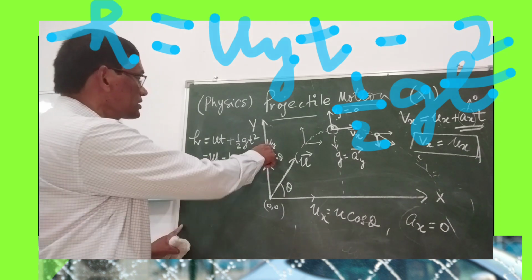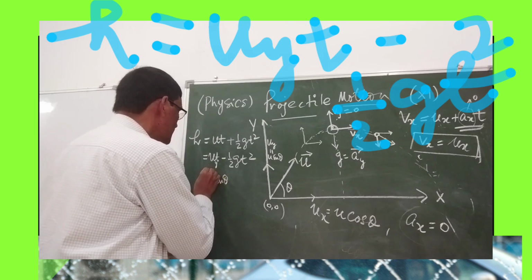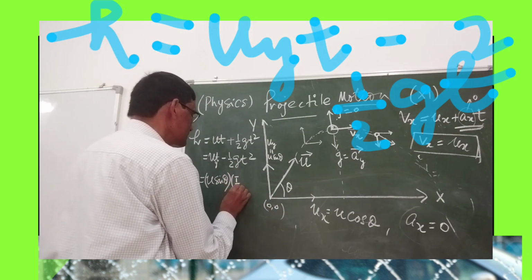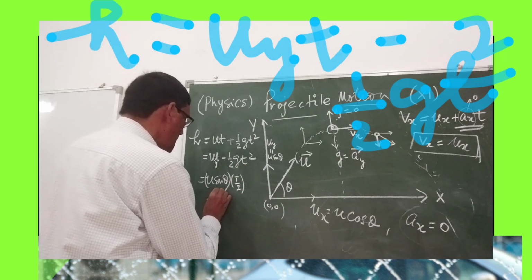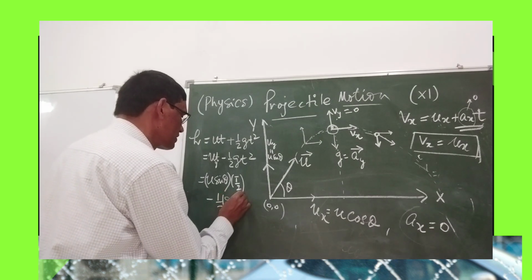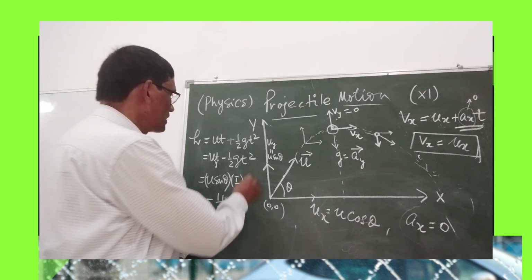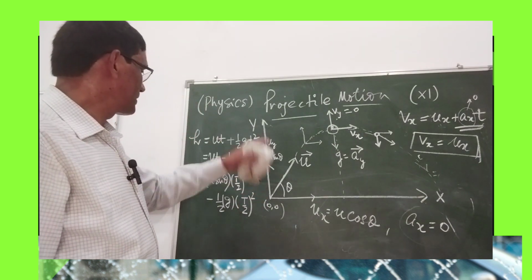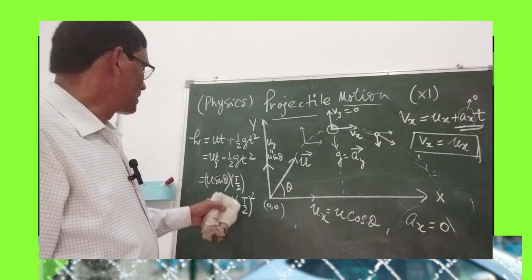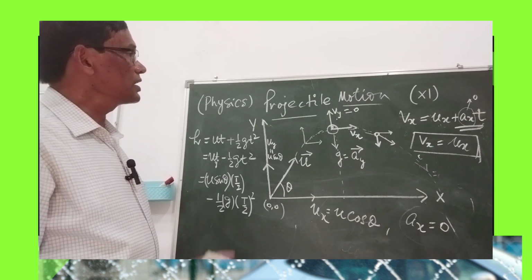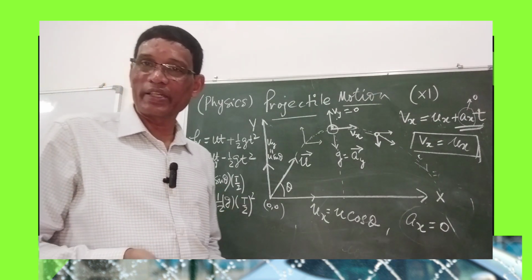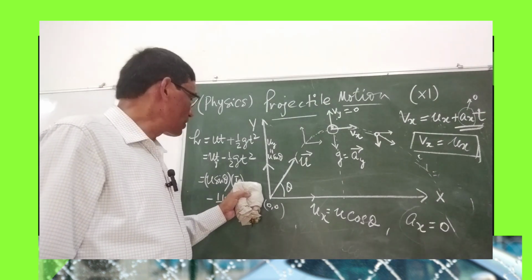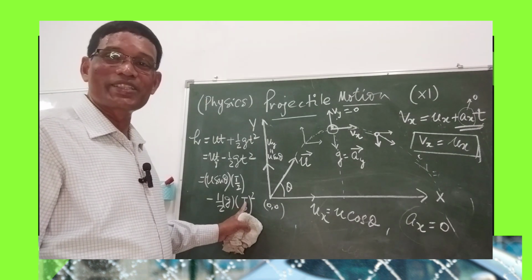So you can put uy as u sin theta, t for the maximum height you are considering, so you can write this as t by 2, minus half of acceleration due to gravity with t square, and this is your time, so t by 2 square. This is how you will be putting the time concept. The time of flight is 2u sin theta upon g, so half of the time of flight is u sin theta upon g. So u sin theta upon g can be put here.